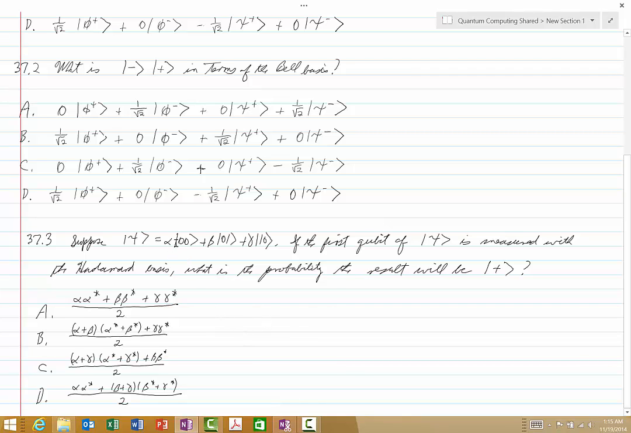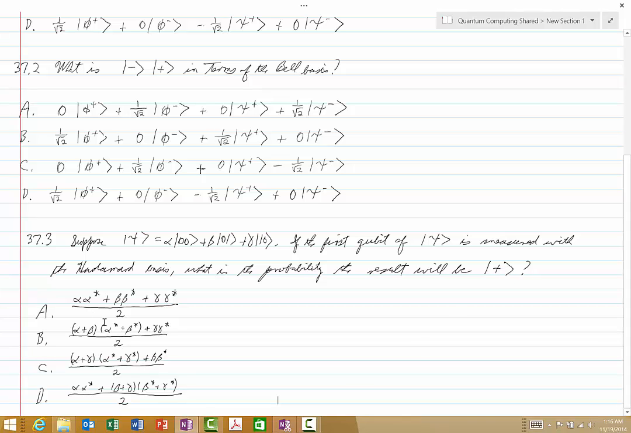And then the third problem is the following. We have another 2-qubit state here, which we will call psi, and it's equal to alpha times |00> plus beta times |01> plus gamma times |10>. And alpha, beta, and gamma can be complex numbers here. So the question is this: if the first qubit of psi is measured with the Hadamard basis, what is the probability the result will be the plus ket?